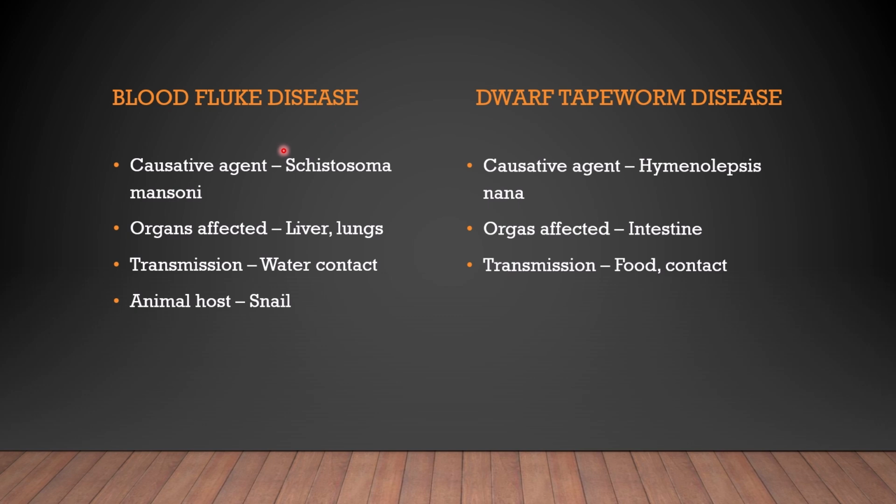Blood fluke disease. The causative agent of blood fluke disease is Schistosoma mansoni. The organs affected are the liver and lungs. Transmission is through contaminated water contact. The animal host is the snail.